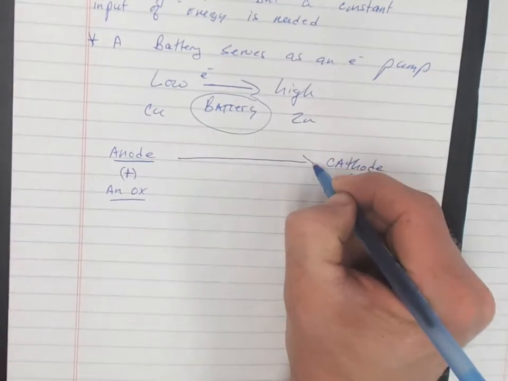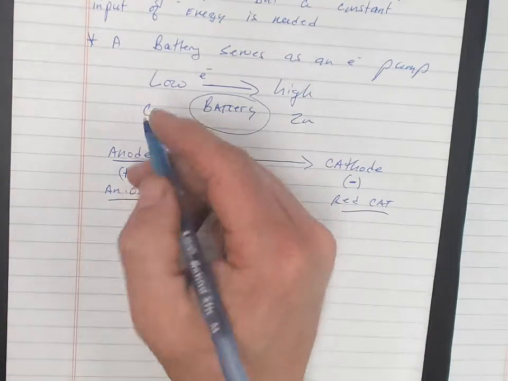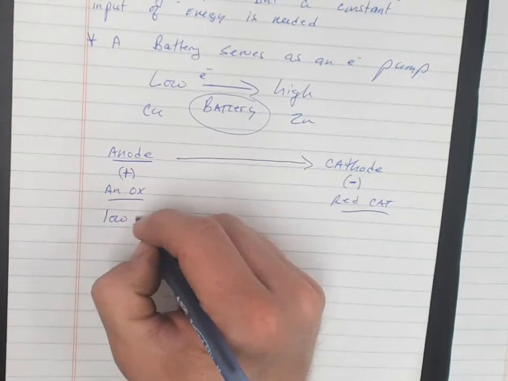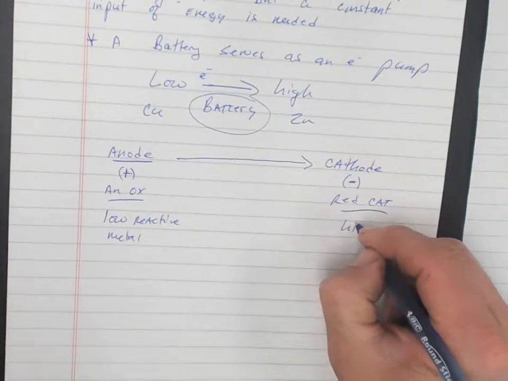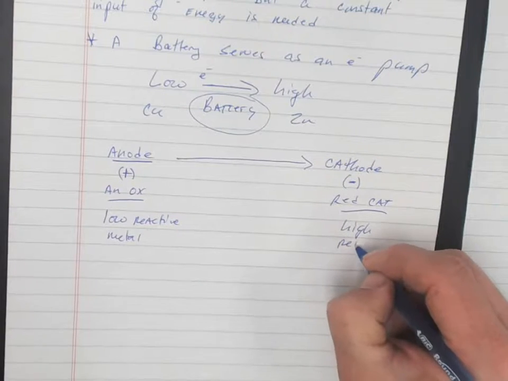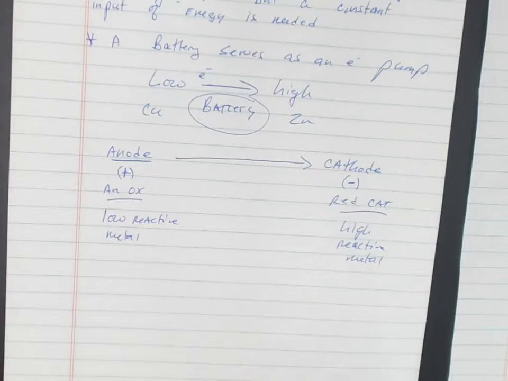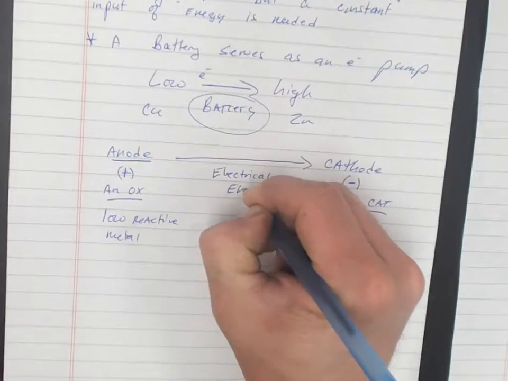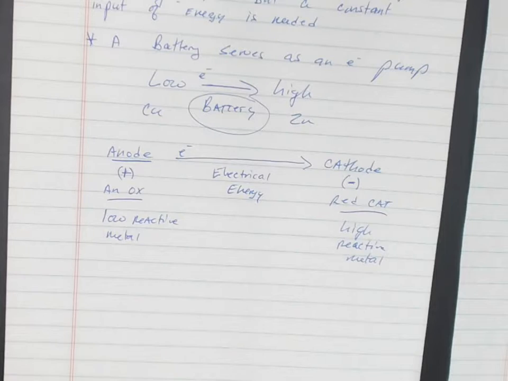And we can force electrons now to go from the anode to the cathode, and the anode is going to be a low reactive metal on table J to a high reactive metal on table J. But what do we have to do that? We have to use electrical energy, and we do that with a battery. Very good. So we can make electrons do this, but we have to have a battery in order to do so.